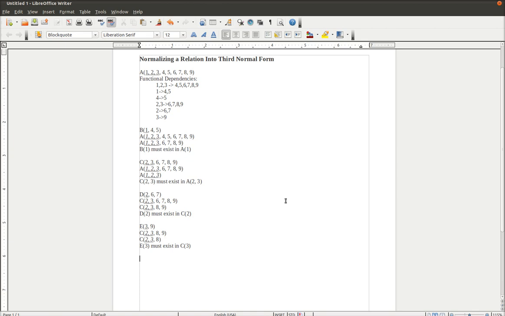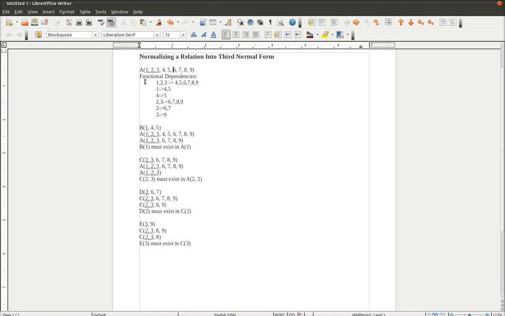Third normal form in a database means that there's no non-key attributes determining other non-key attributes. So what that means is if we look at our original relation here, a non-key attribute determining a non-key attribute would be something like 6 determining 7. You can see both of those are not primary keys in that particular relation.